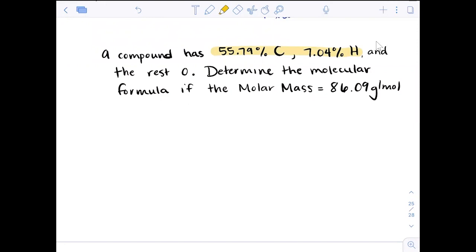The percentages will be able to tell us the empirical formula. We'll do that in a second. From that empirical formula, we can find its mass, the empirical mass. And then we'll compare the molar mass with the empirical mass, because the actual relationship between the molar mass and the empirical mass is going to tell us the relationship between the empirical formula and the molecular formula.